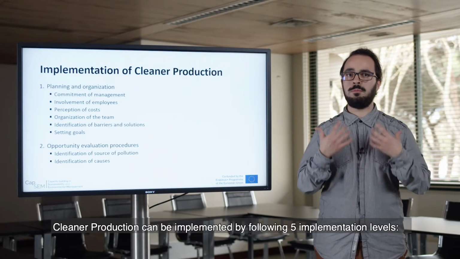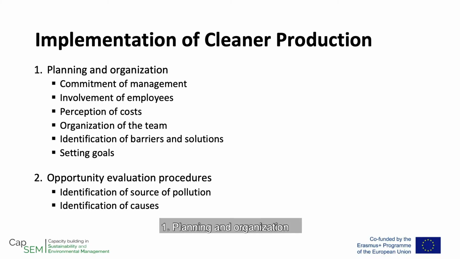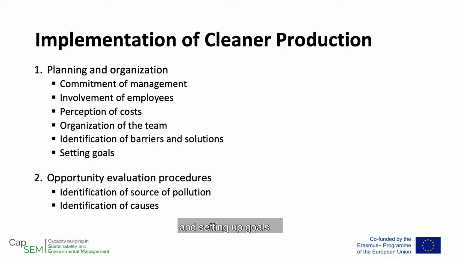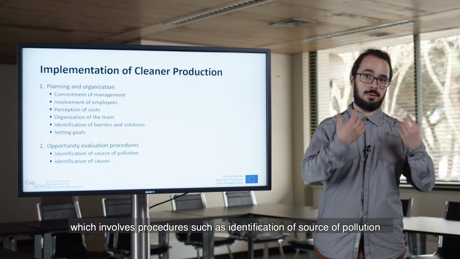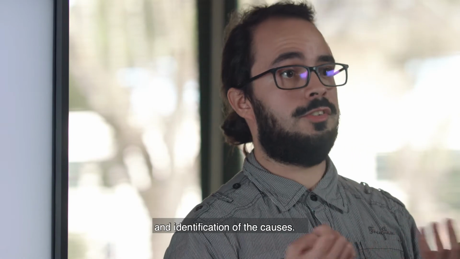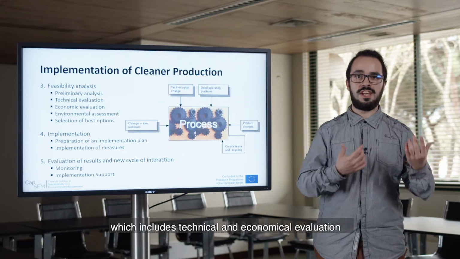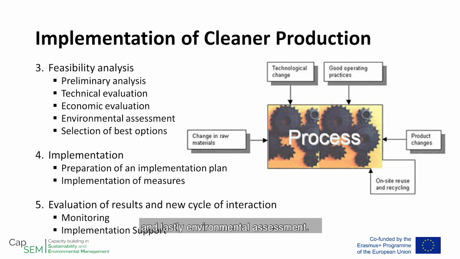Cleaner production can be implemented by following 5 implementation levels. 1. Planning and organization, which involves commitment of management and involvement of employees and setting up goals. 2. Opportunity evaluation, which involves procedures such as identification of the source of the pollution and identification of the causes. 3. Feasibility analysis, which includes technical and economical evaluation, and lastly, environmental assessment. 4. The preparation of an implementation plan and the implementation of the measures.